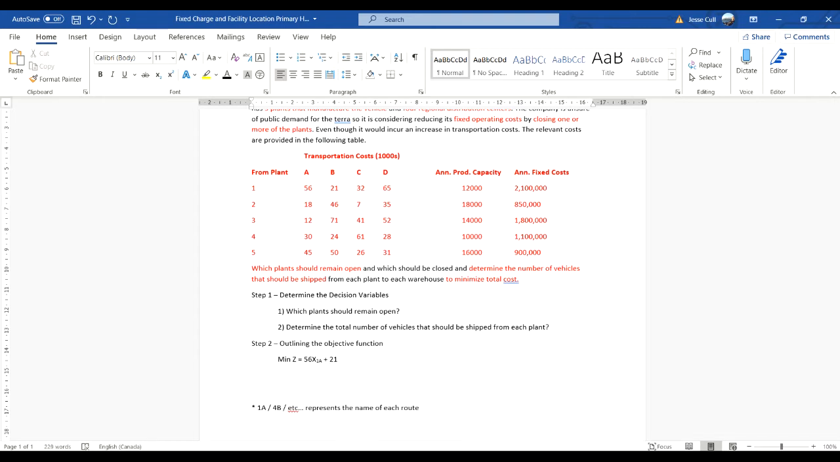21x1b plus 32x1c. And that's what we can see up here, 32, 1c. So we continue. 65x1d.